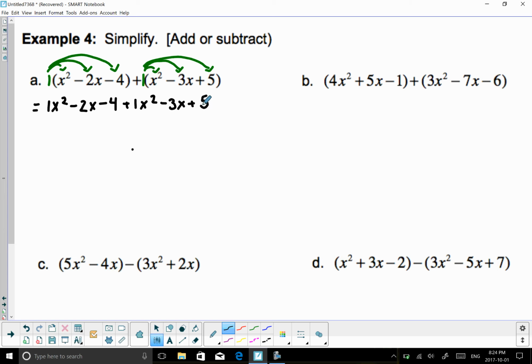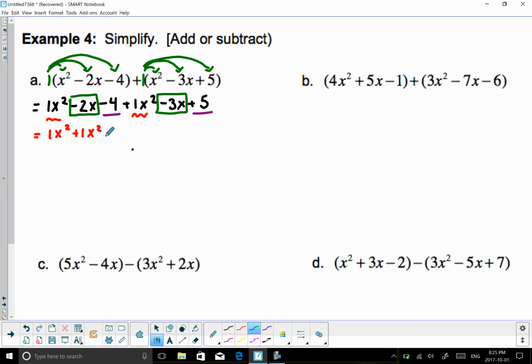Now this should look familiar. This is like collecting your like terms. Now I'm going to find my like terms. I have an x squared and an x squared. I have a negative 2x, so the sign in front of it always goes with it, and a negative 3x. Then I'm left with my negative 4 and positive 5. So I'm going to put them together with their signs. So I'm going to do 1x squared and a 1x squared.